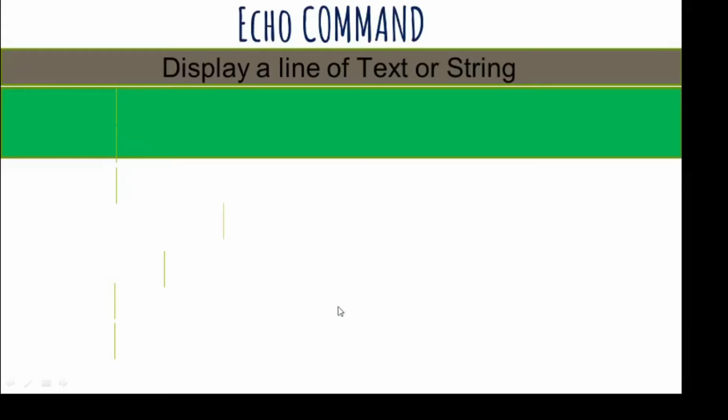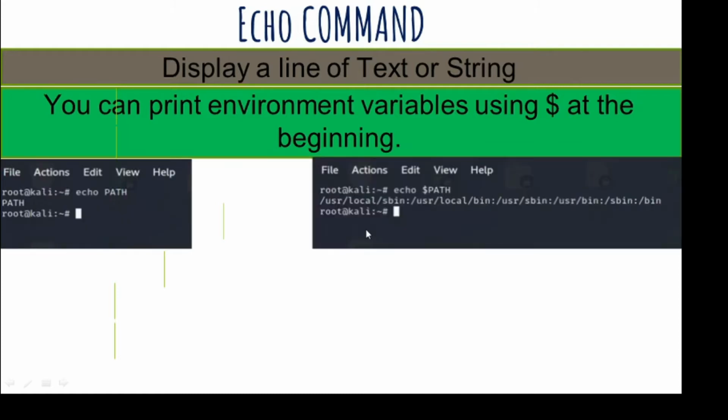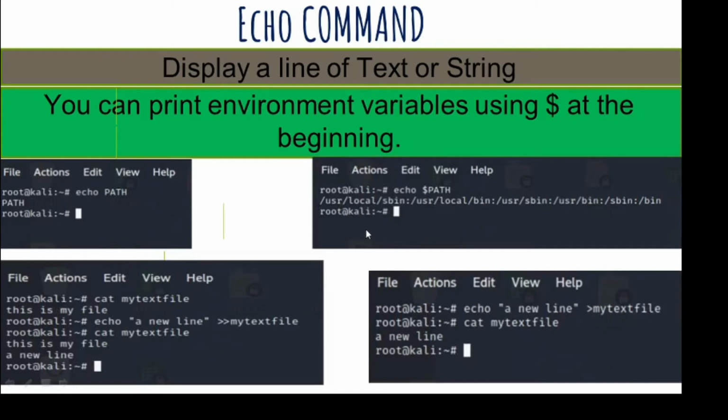Echo command. It is used to display a line of text or string to the standard output. Echo command is one of the basic as well as frequently used commands in Linux. The line of text or string and arguments passed to echo are printed to the standard output. This is a built-in command that is mostly used in shell scripting and batch files.